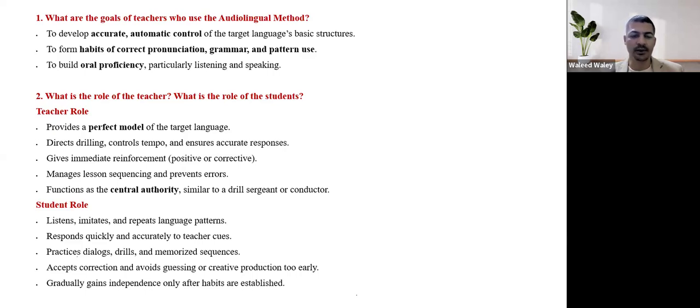And the student's role here: listener, listens and imitates, as you said also, and repeats language patterns, responds quickly and accurately to the teacher or to teacher cues, practices dialogues and drills, and memorizes sequences. Accepts correction and avoids guessing or creative production.